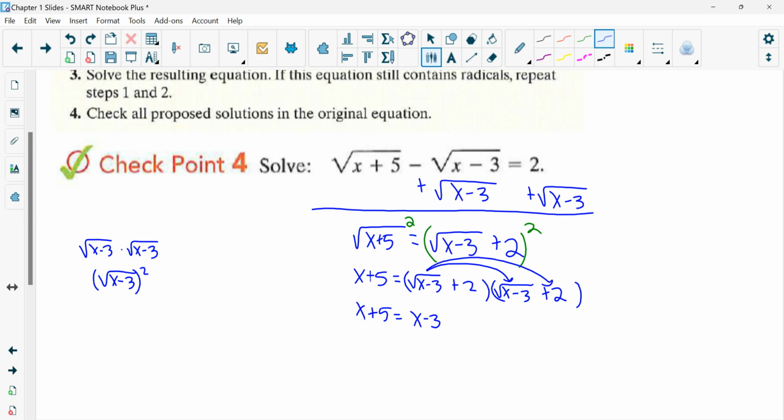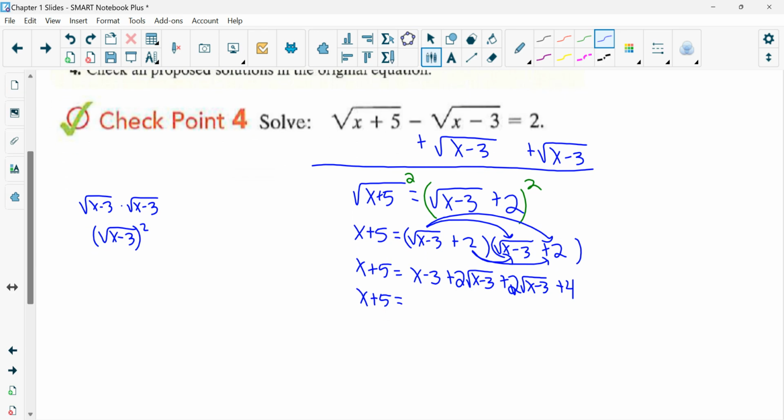As I do the O part of FOIL, 2 times the square root of x minus 3. That would be plus 2 root x minus 3. As I do the I part of FOIL, 2 times square root of x minus 3, so another plus 2 root x minus 3. And then 2 times 2 is positive 4. So that gives us, combining any like terms, there's no other x's, so I'd have just x. 4 minus 3 is positive 1.